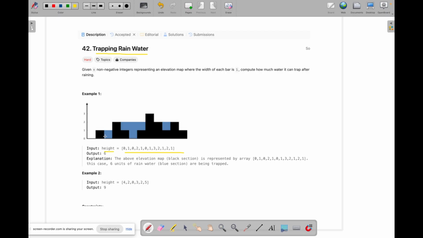Okay, let's see. At zeroth index, there is no wall. At index 1, a wall of 1 unit. And then at index 2, there is no wall. And at index 3, there is a wall of 2 units. So we can store 1 unit of water here. Again, 1 unit of water here. 2 units of water here. 1 unit here. And 1 unit here. So the total will be 1 plus 1, 2, 4, 5, 6. 6 units of water we can store here.